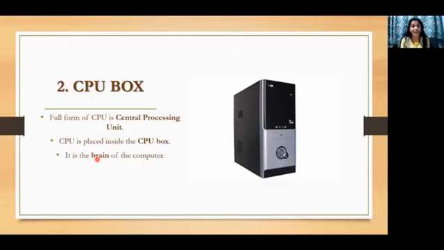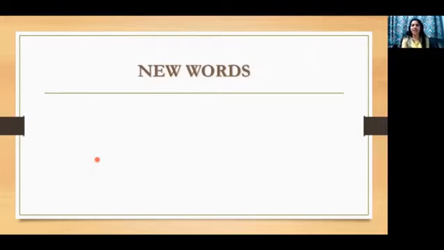Okay, where is your brain? Yeah, inside your head. And where is the brain of computer? Yeah, it is inside this CPU box, and it is the CPU, Central Processing Unit. Okay, very good. It helps the computer to do different things. So our CPU helps the computer to do different things. Hope you have understood that.